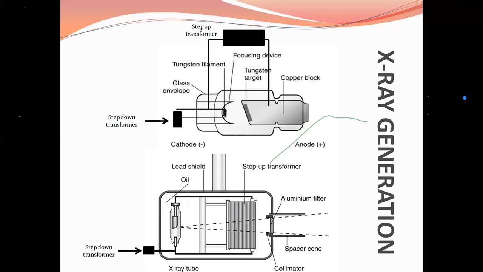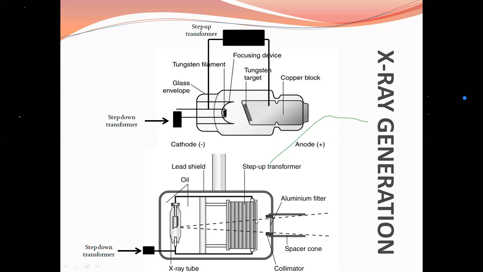So if you are continuously taking X-rays, you may ask, where is all that heat going? In order to help with the heat dissipation, we have two things which help us. One is a copper block, which is connected to this tungsten target, and this helps to drive away the heat from the tungsten target towards the copper block. Another thing that we have is the oil, which is just outside this glass tube, and this also helps with the heat dissipation.